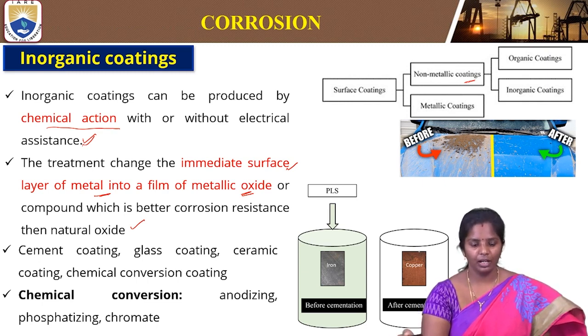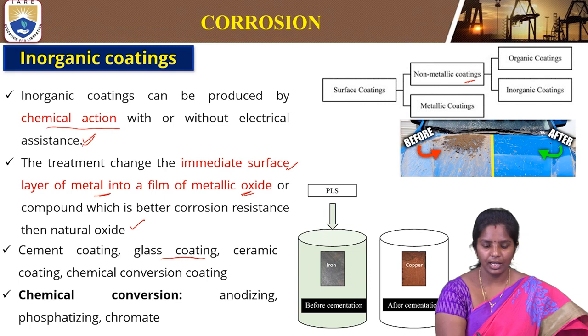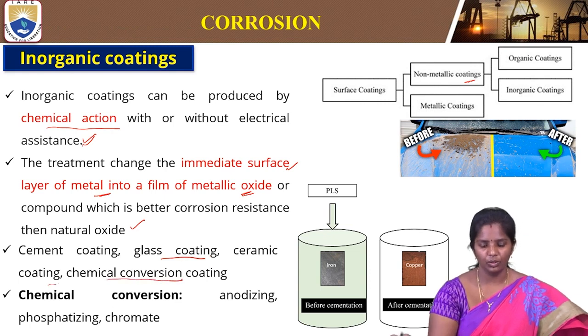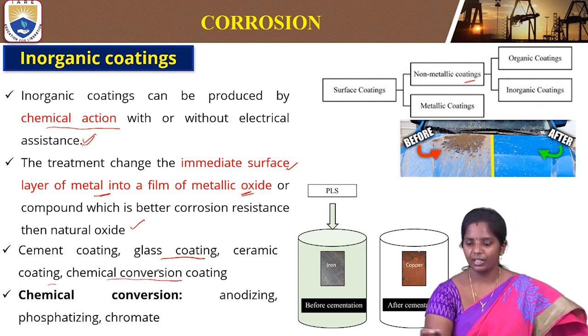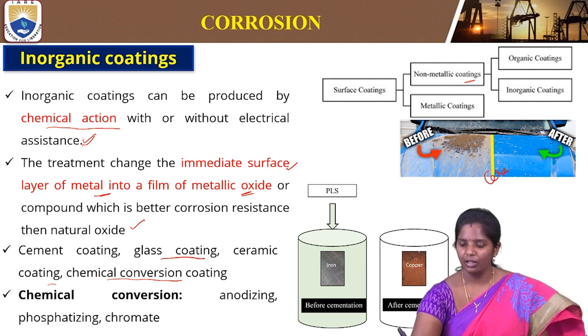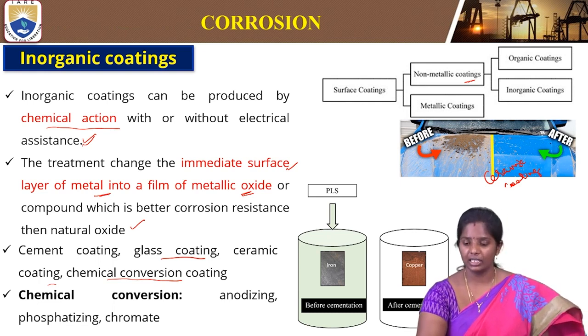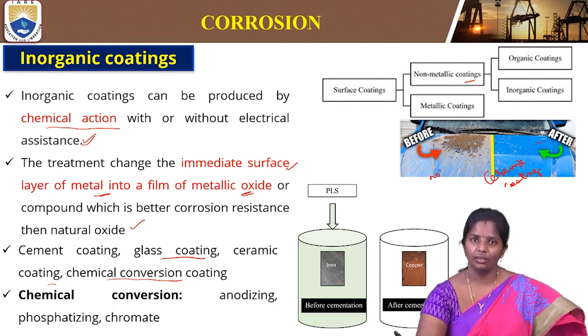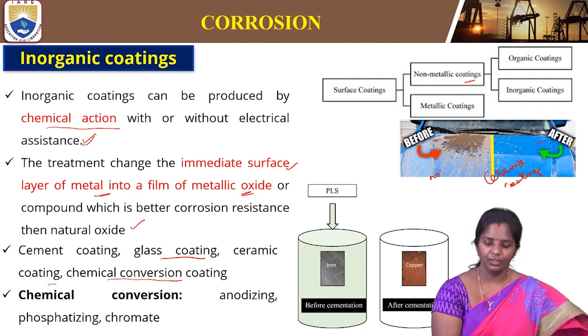So for example, there are cement coating, glass coating, ceramic coating, or chemical conversion coating. These are some of the examples. For example, if we see, this is the ceramic coating. As we see for the automobiles, ceramic coatings are used. They act as anti-dust coatings. So if there is no coating, this is how the dust will be accumulated. But if there is a ceramic coating, then there is no accumulation of dust on the automobiles. Then chemical conversion, anodizing, phosphatizing, or chromate.